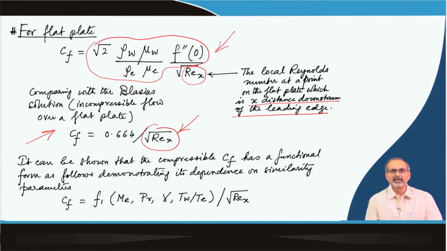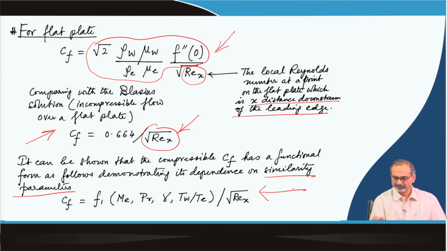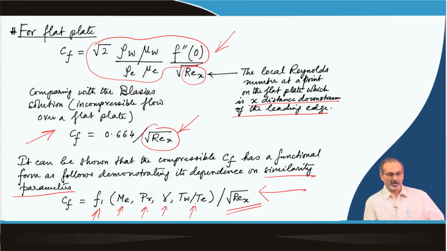It can be shown that the compressible CF functionally also has a dependence on the similarity parameters, which can be expressed in this equation here in terms of a function. The square root of Re_x remains in the denominator. The function in the numerator contains dependency on Mach number, Prandtl number, gamma, and the temperature ratio between wall and free stream.